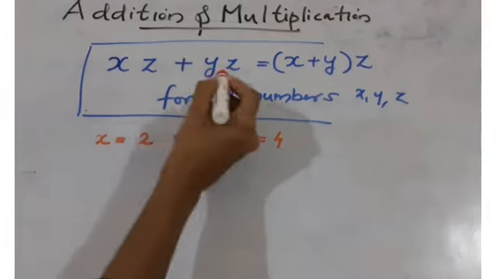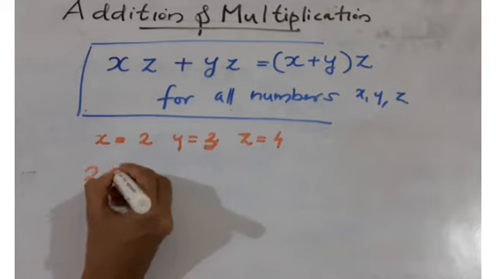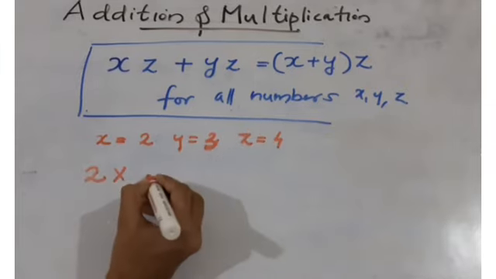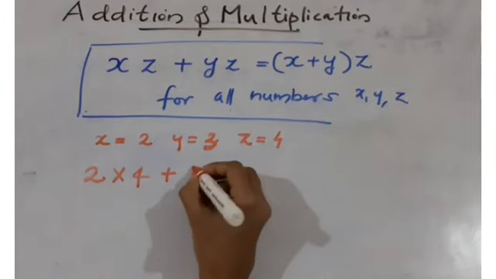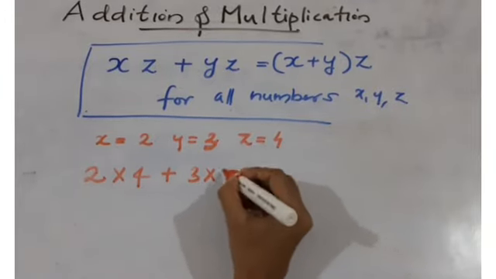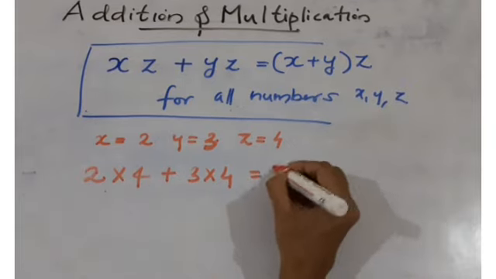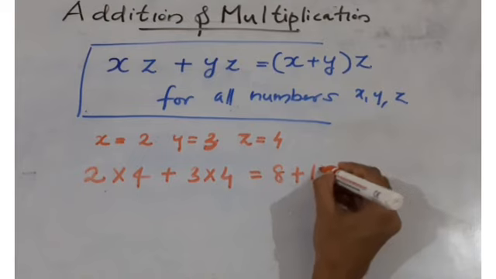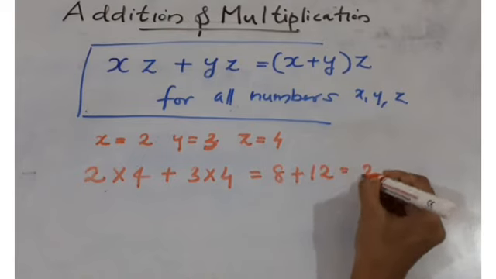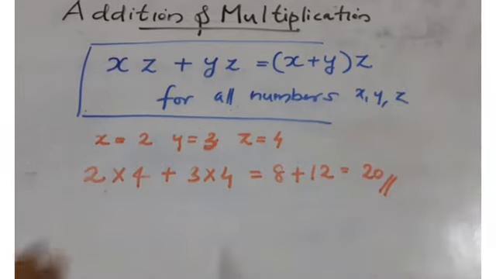So first I will substitute in this. That means 2 into z, 2 into 4, plus y is 3, 3 into z is again 4, which is equal to 2 into 4, 8, plus 3 into 4, 12, equal to 20. So I am getting answer 20 in the left hand side.